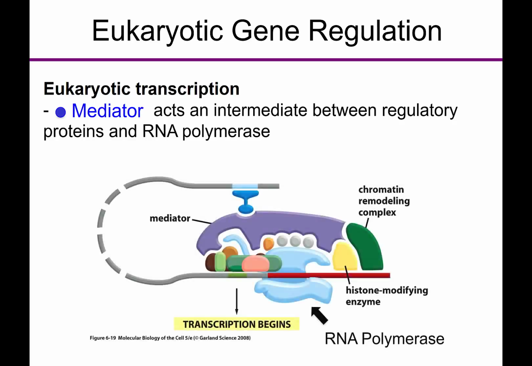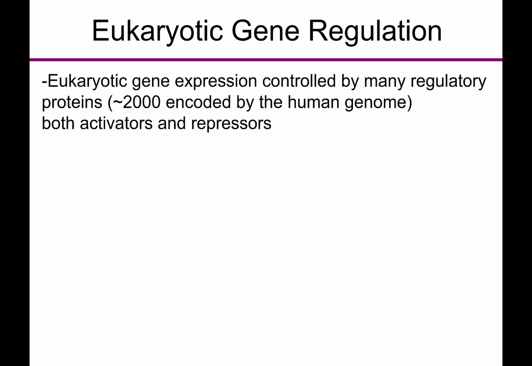So here we see the same diagram, just a bit larger. And if you think about it, how is this one activator protein supposed to really help activate gene transcription in eukaryotes when you have all these other proteins being involved? Well, one option is to bind to a mediator and then cause the mediator to then activate all these other things. Eukaryotic gene expression is controlled by many regulatory proteins.